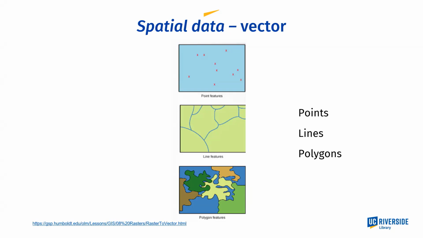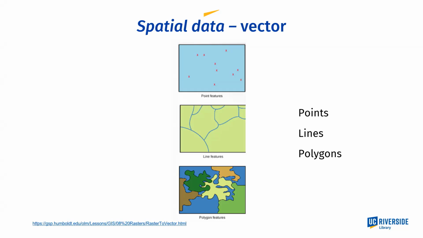Of course, we would draw a line if we have something that's very linear, like roads or streams. And then polygons are boundaries around natural areas. It could be income levels. It could be any kind of thing that you can think of that takes up some space on the Earth's surface.